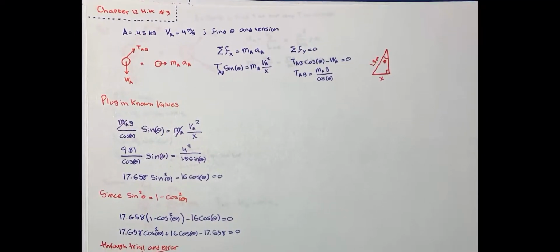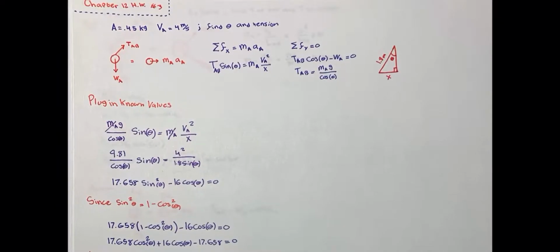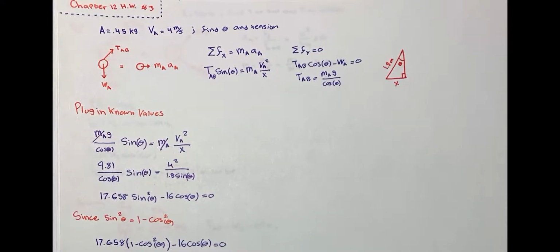All right. Number 3, we have a tetherball going around a pole. We're supposed to find the angle that it's going, knowing that the tetherball weighs 0.45 kilograms and its velocity is 4 meters per second. So here I drew a free body diagram, and then from the free body diagram, we are able to get these equations, the sum of the forces in the x and the sum of the forces in the y.